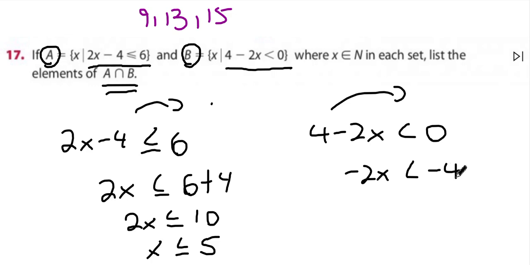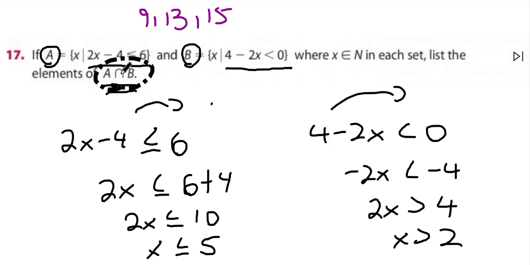Minus 4. Hoping you magic wanded both sides. What happens when you magic wand? Flip the signs because we're multiplying both sides by minus. And then x is bigger than 2. What we want is to join both answers together. That's what this intersection sign means.